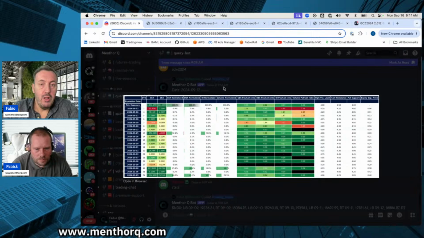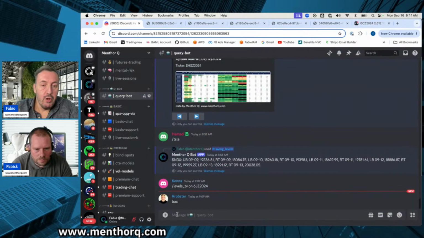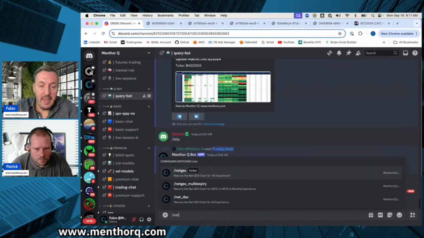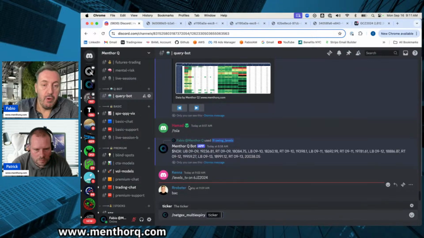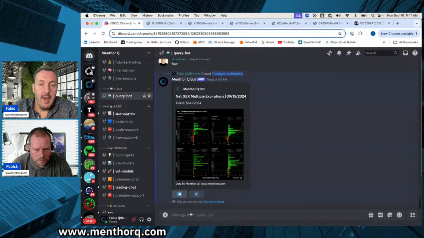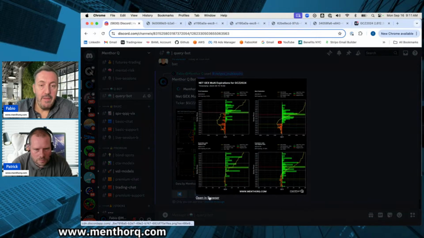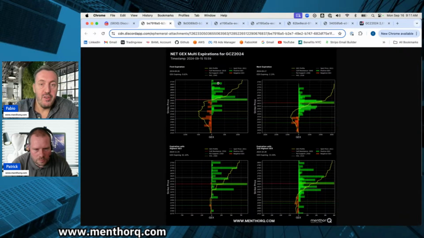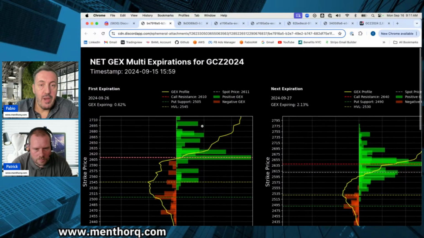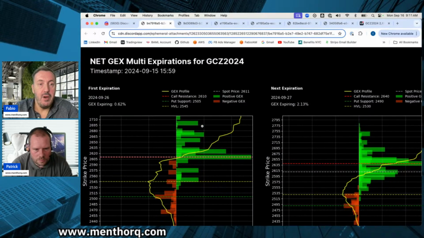If we look at gold, we can do the same analysis. One thing we can also look for is the net GEX multi-expiration. We want to understand how the market is positioned at different expirations in the future. As we can see, there are a lot of green bars, which means positive gamma exposure compared to negative.